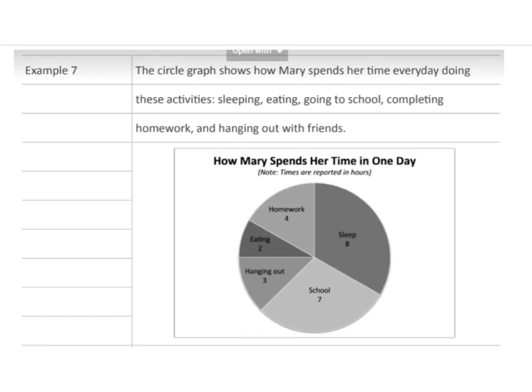So here's a word problem. We have a circle graph that shows how Mary spends her time every day doing these activities: sleeping, eating, going to school, completing homework, and hanging out with friends. So if we add them all up, I'm pretty sure we're going to get 24. Yep. So we know that 100% is 24 hours. So let's go to the next page.